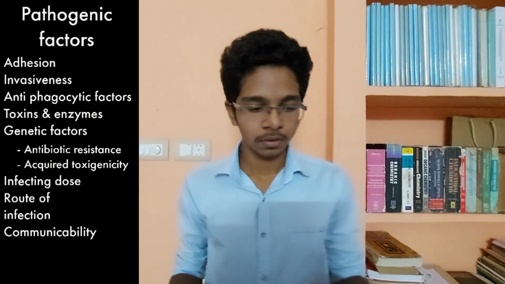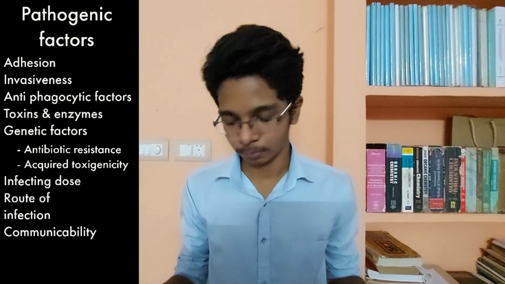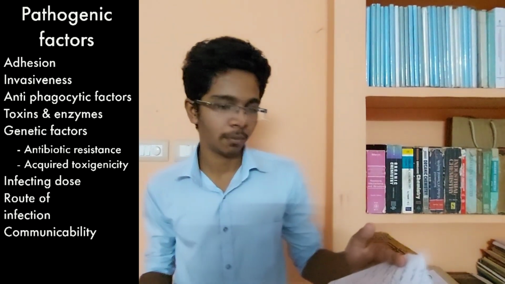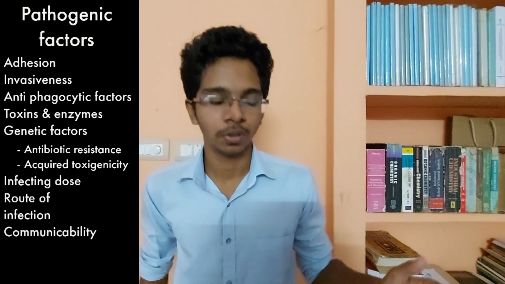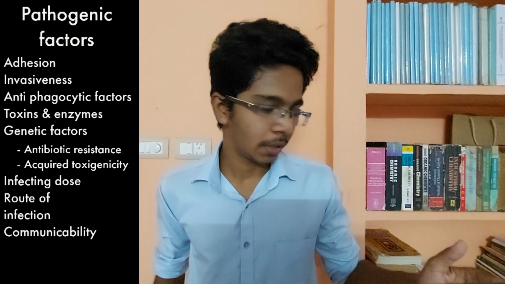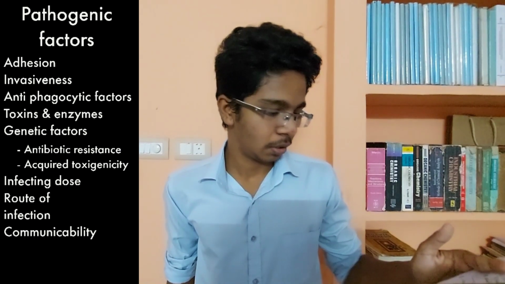And genetic factors, in this antibiotic resistance is there. It is a major problem rising globally, so it is important. Then infecting dose. Obviously, an adequate number of bacteria are required to cause the disease. So infecting dose becomes a pathogenic factor. Here come the terms minimum infecting dose and lethal dose 50. Then route of infection.